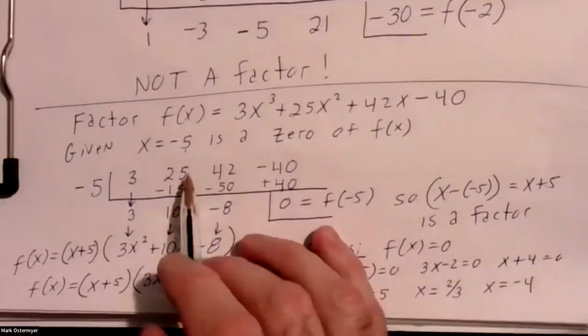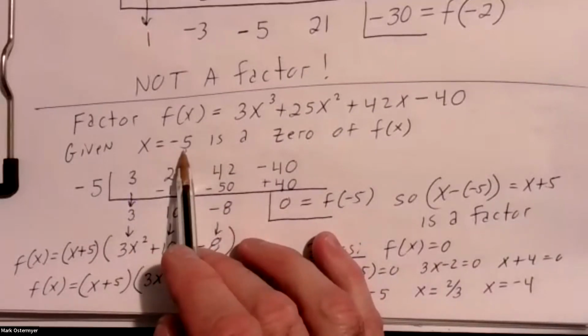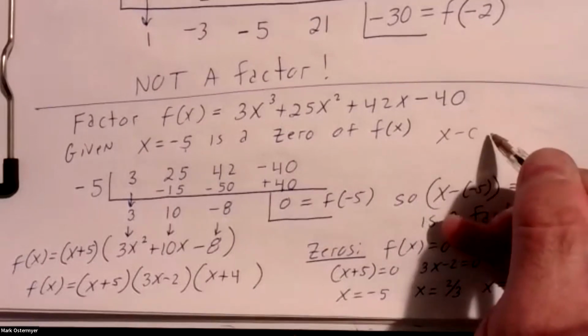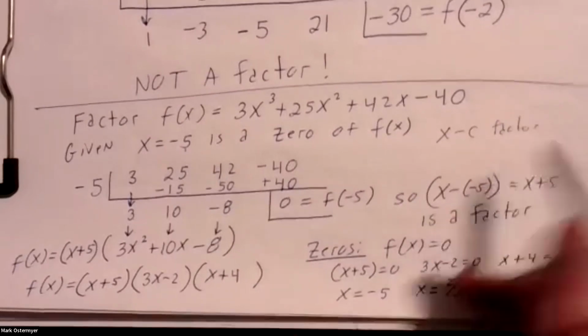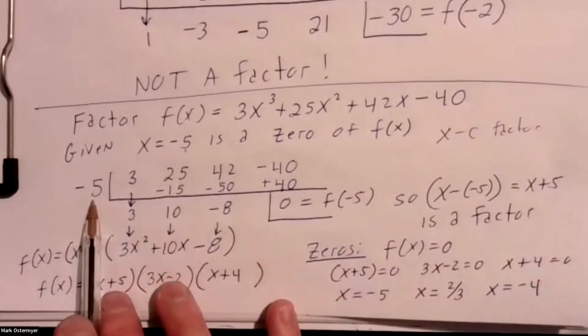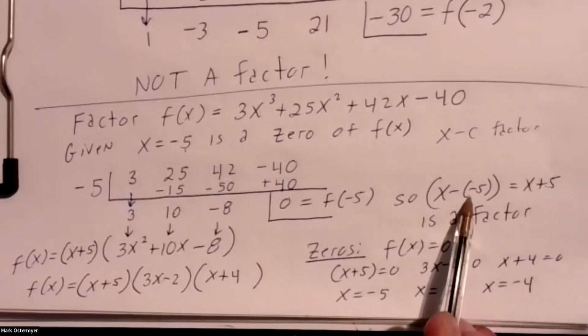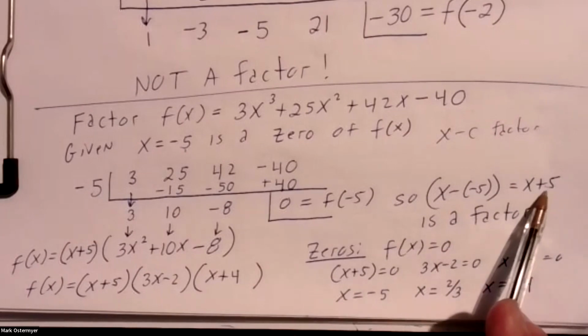Yeah, question. So how does it transfer to x plus 5? Because the factor theorem says that if x equals c is a 0, then x minus c is a what? A factor. And c is -5, correct? So our factor must be x minus a -5, which is x plus 5. Does that answer your question? Yes. That's the factor theorem. Okay.